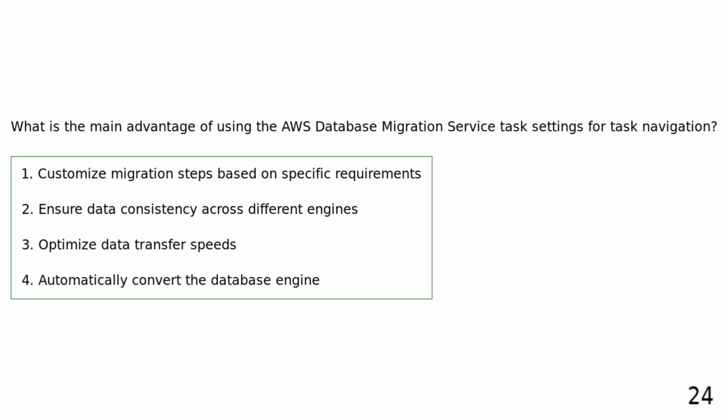What is the main advantage of using the AWS Database Migration Service task settings for task navigation? Customize migration steps based on specific requirements. Ensure data consistency across different engines. Optimize data transfer speeds. Automatically convert the database engine.